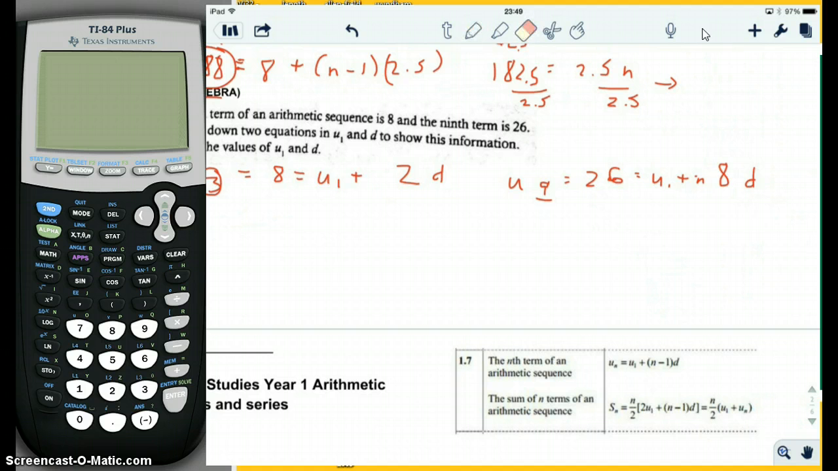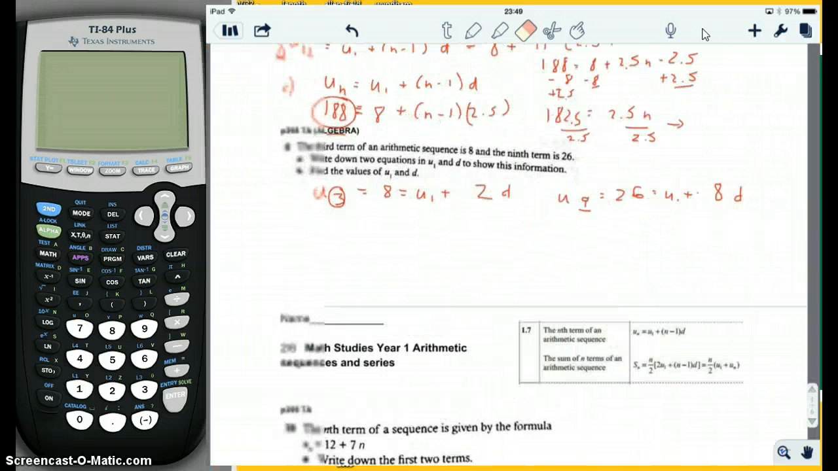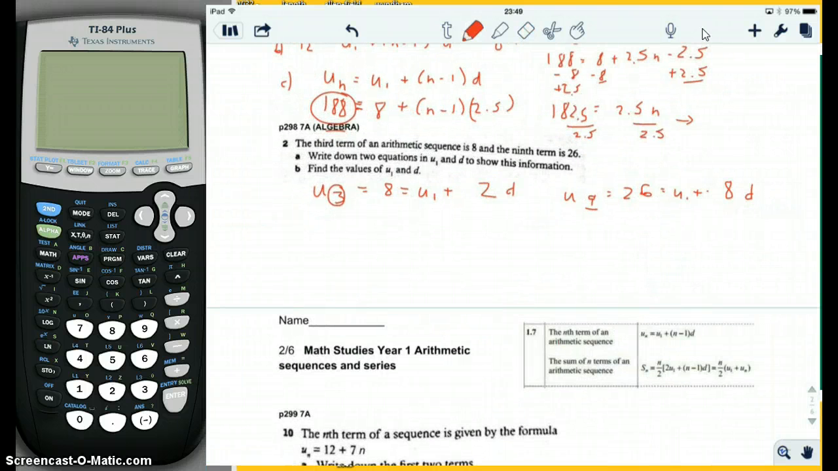Oops. Let me erase that. Okay. So now we have two equations and two unknowns. We have 8 equals u1 plus 2d. And on the other side, we have 26 equals u1 plus 8d. Okay? And so you can use algebra to solve this.